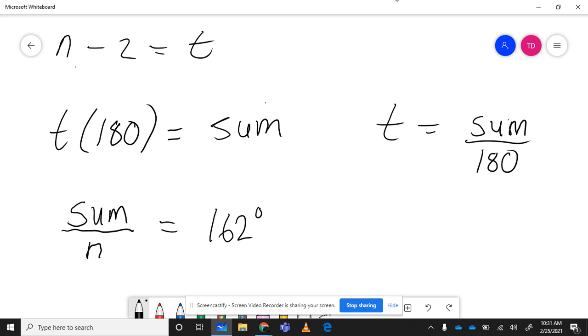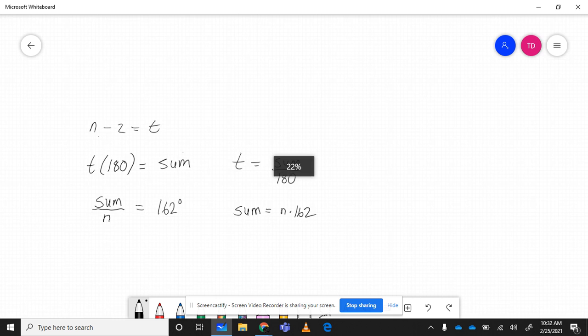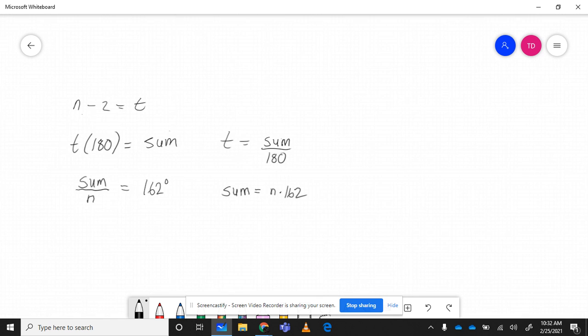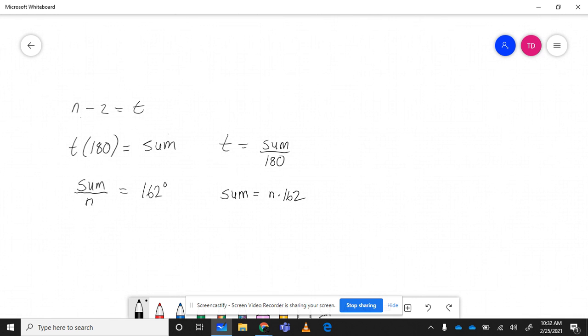Now, what is the sum? We're going to have the same problem here. We don't know what the sum is, so we need to get the sum by itself. So we need to rewrite this equation. Well, if I multiply both sides by n, then I get the sum by itself. The sum is n times 162. Okay, so now I should be able to do a bunch of substitution here. In that second equation, I can say that t is equal to, well, now I know what the sum is. It's n times 162 over 180.